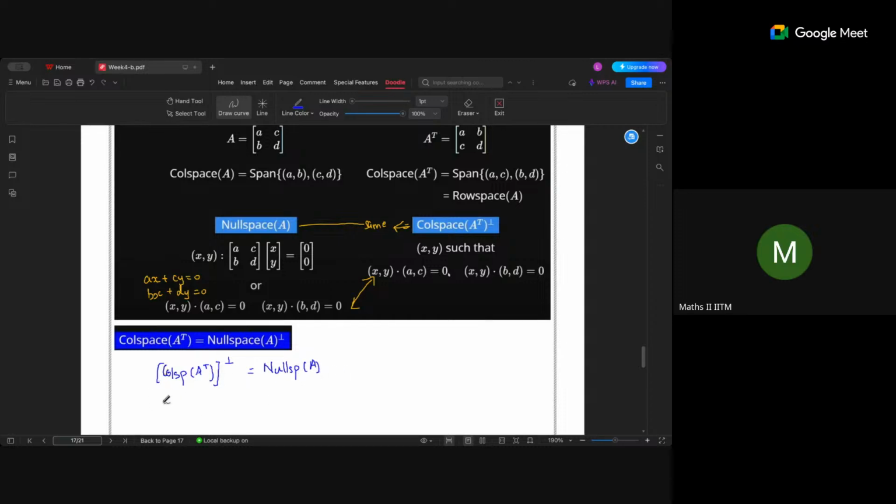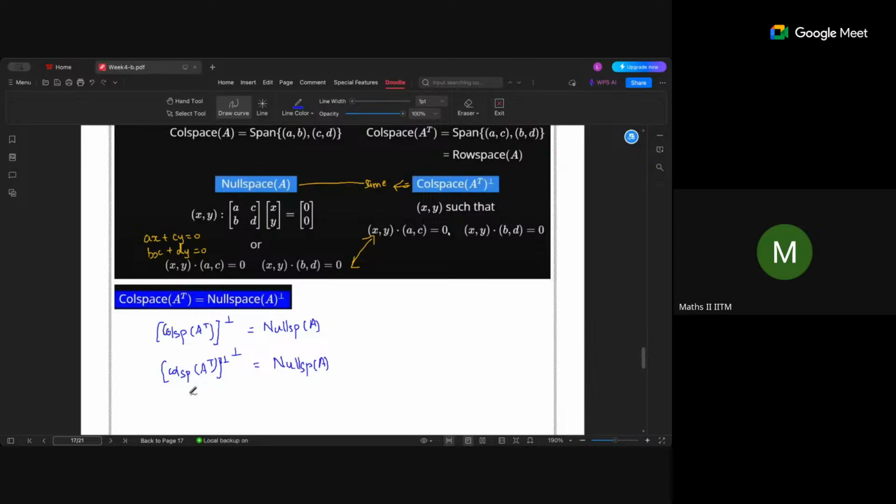Now, if I am going to take the dual again, we have already seen this property, right? If I am taking the dual again, then what happens? The space will be again the same, right? So it will reduce to just the column space of A transpose, correct? So that is what is written here. How did we get this? Is that clear? Just by taking the dual again for both the spaces, you will get this. Is that clear? Yes? Okay.